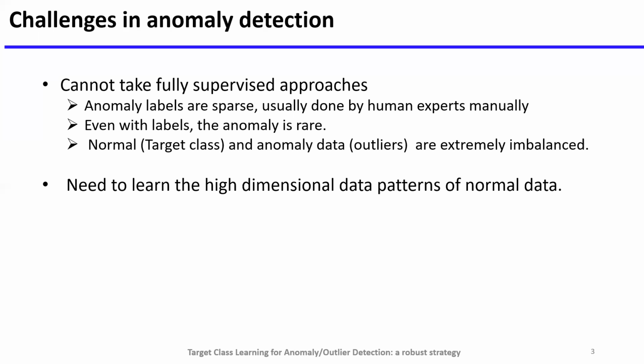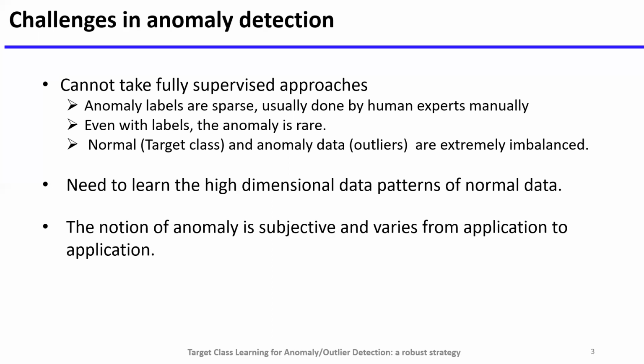The second thing is that we should learn the high dimensional data patterns of normal data. It is possible that data is coming from remote sensing images, or biomedical images, of high dimension. Then how should we learn the high dimensional data representations of this normal data, such that at a later stage we can easily identify which one is the anomaly and which one is the normal one that belongs to the target class? And the third and most important, the notion of anomaly cannot be described very well because it is subjective in nature and varies from application to application.